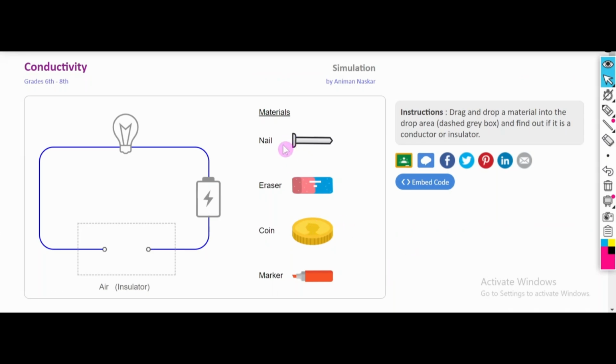Now here in this basic simulation, which is a very easy simulation, this is the circuit, and I'm going to close this circuit by putting a nail here. This is the conductor, so the circuit will complete, and the resistance will be less. So if I put a razor here instead of this nail, then what will happen?